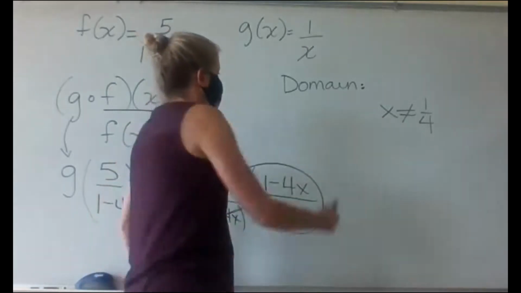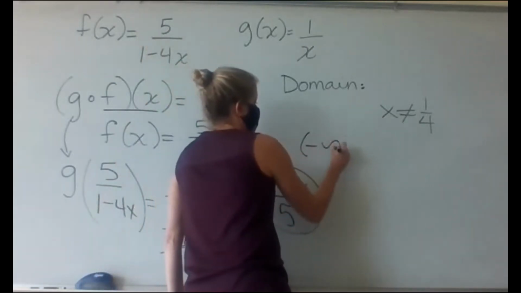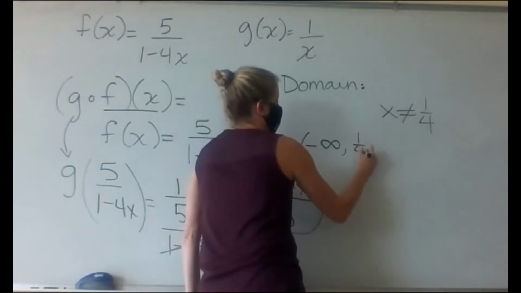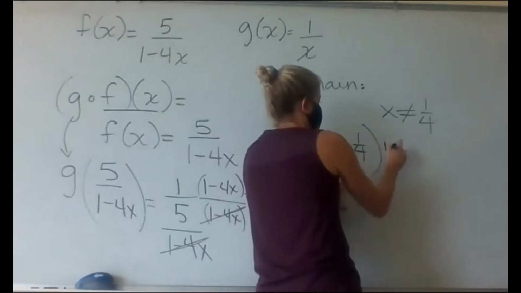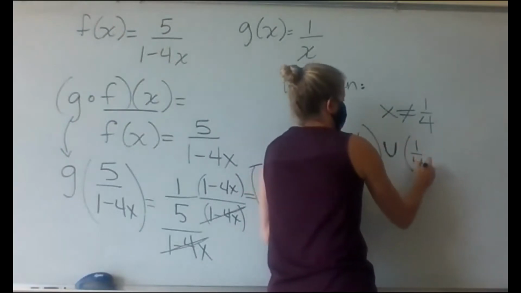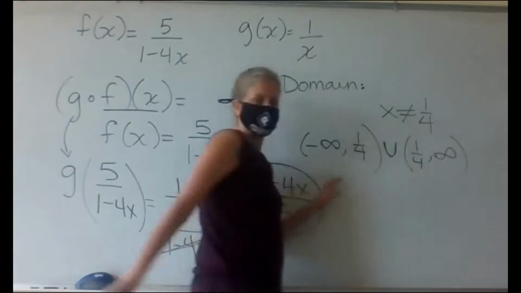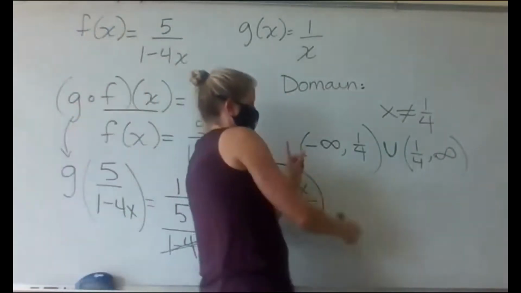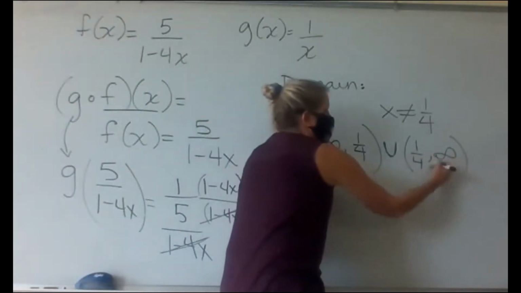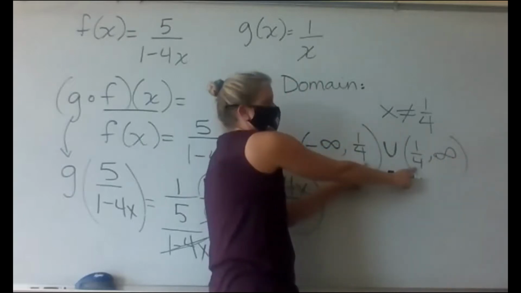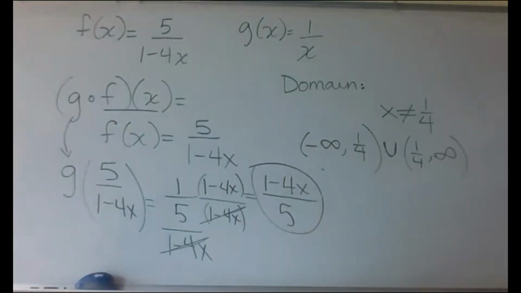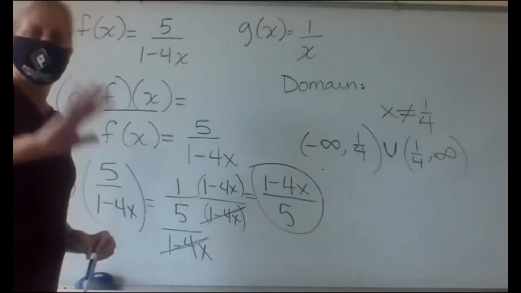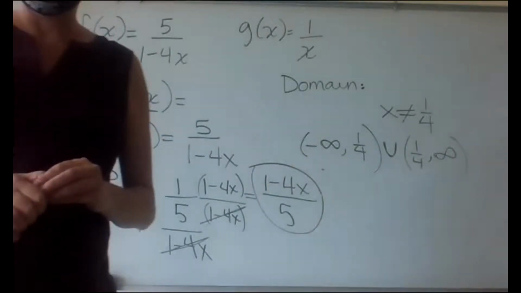So if I'm going to write that in interval notation, I would say negative infinity all the way to 1/4, in union with, or and, 1/4 to infinity. So that's what that says in interval notation. Everything from negative infinity to positive infinity, leaving out 1/4. All right, so that is the end of 9.1. 9.2 is not near as bad as this.